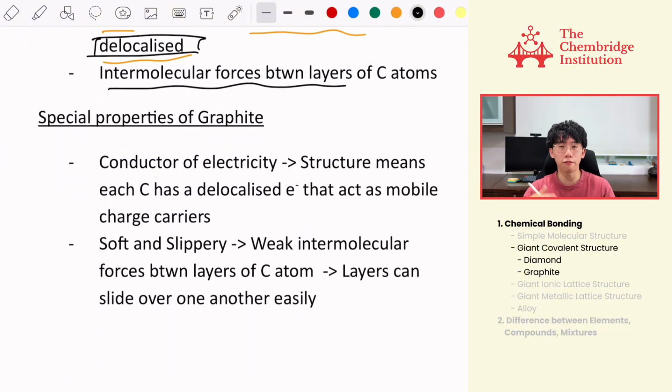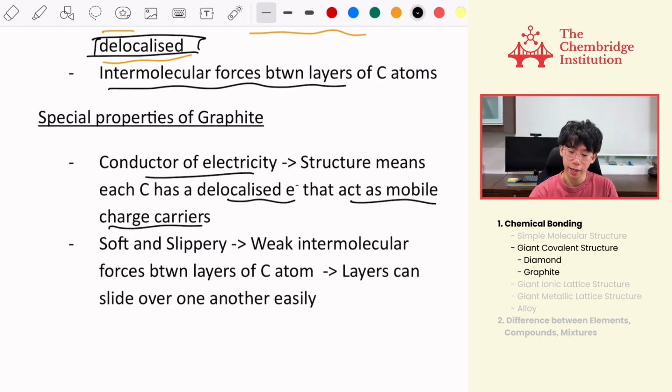So, why is graphite so special? Unlike diamond, it's a conductor of electricity. This is because, as I said just now, each carbon has a delocalized electron that can act as a mobile charge carrier. It's also very soft and slippery.